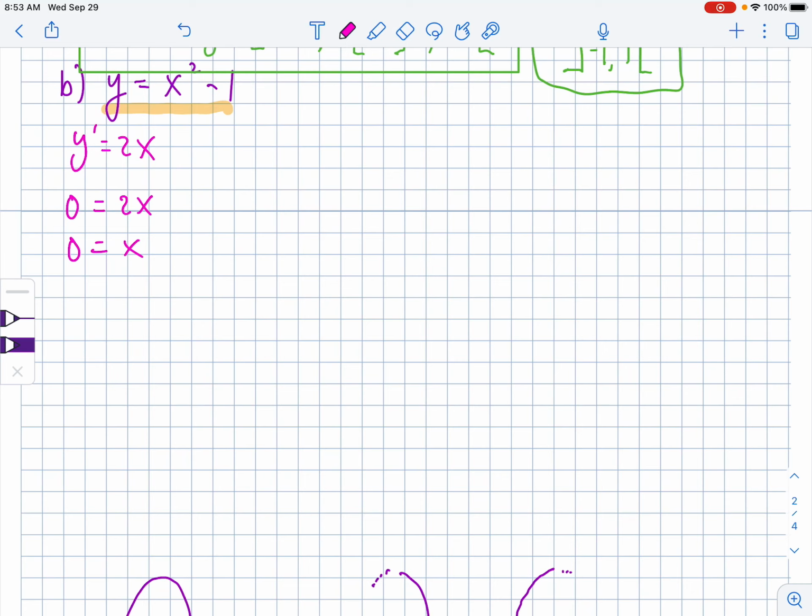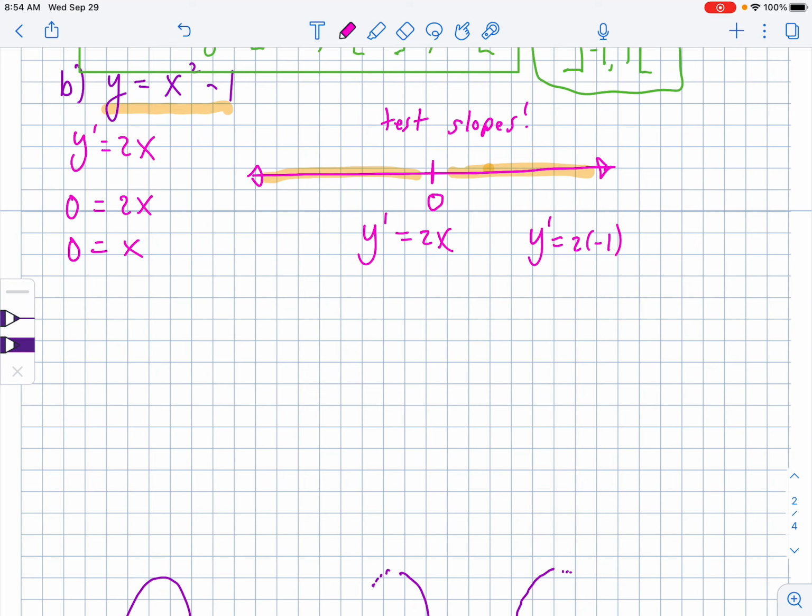We want to figure out if it's turning from negative to positive or positive to negative. So we will test slopes. Remember that we're testing them in this derivative, y prime equals 2x. That's the slope machine. The only change is at 0, which means we need to test something to the left and something to the right. If you plug in a -1, so we do y prime, 2 times -1, you get negative. So that means it's going downhill on this side.